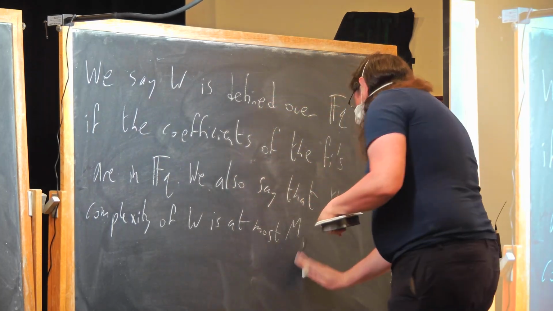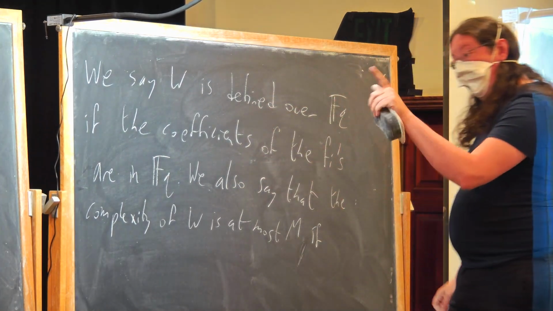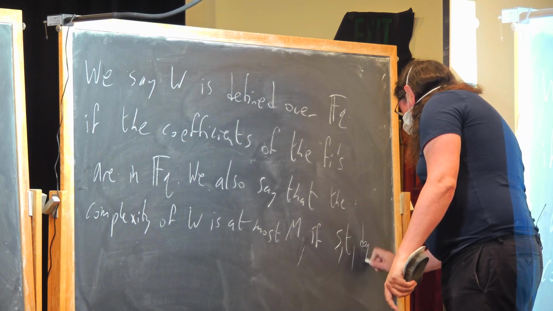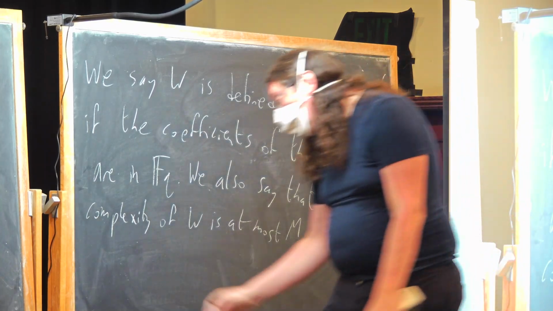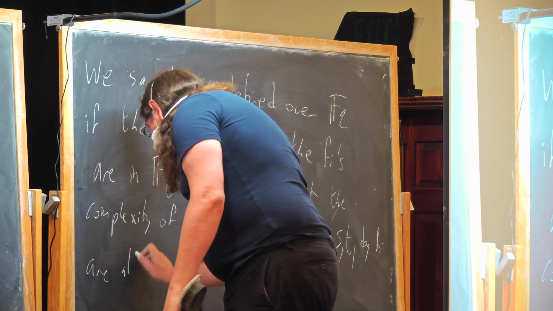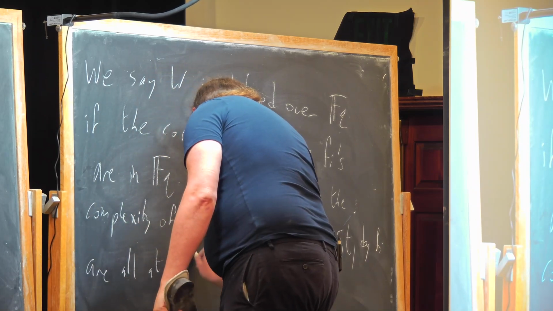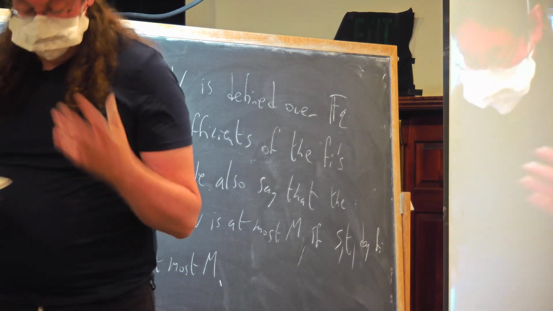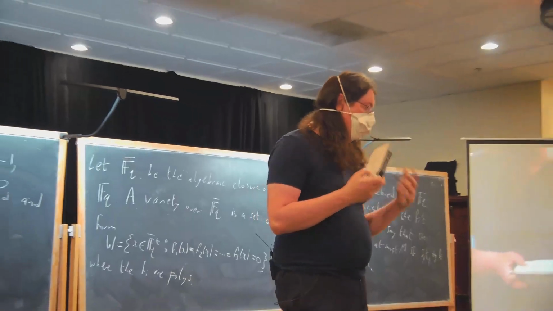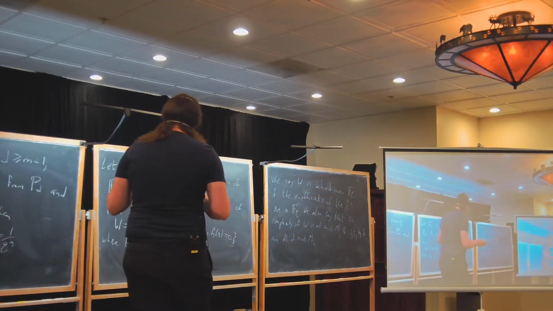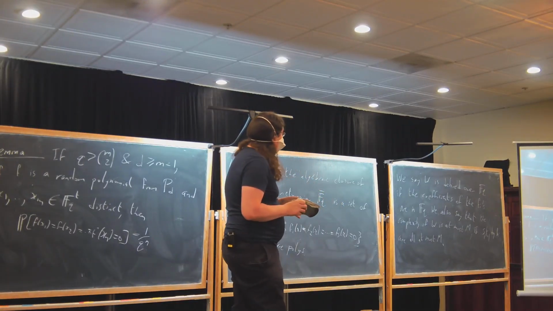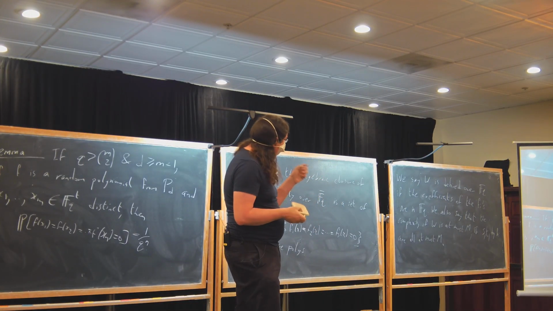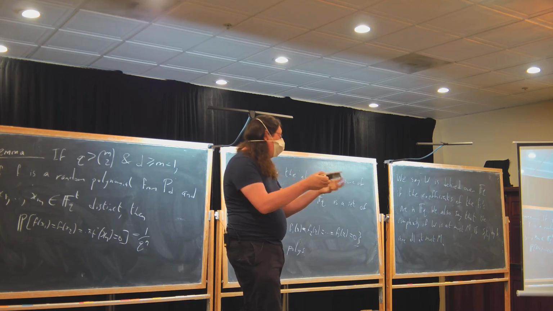So what have I used? The number of polynomials, the dimension, and the degree of the fi are all at most m. Okay, so I have some notion of what it means for the variety to be complex. The number of polynomials defining it is small. The dimension we're working in is also small, and the degree of the polynomials is small.